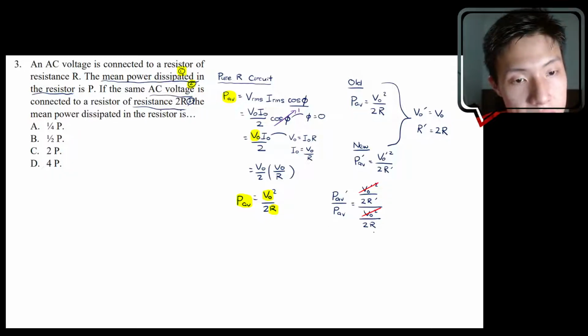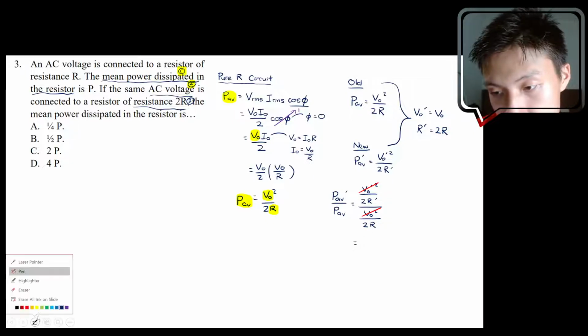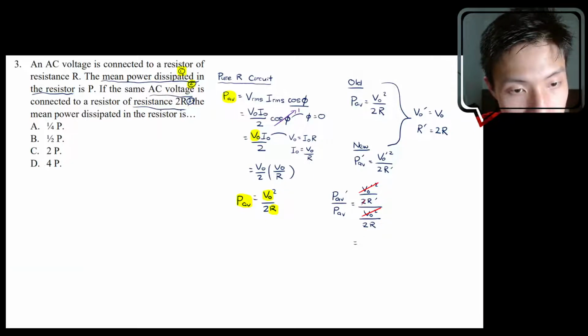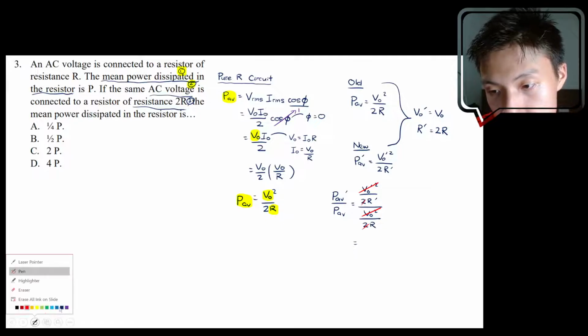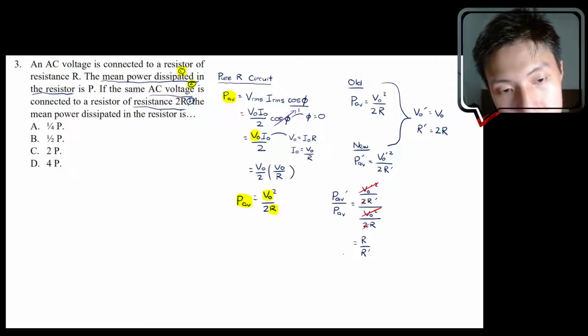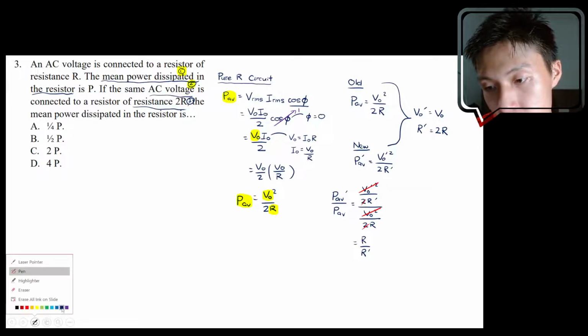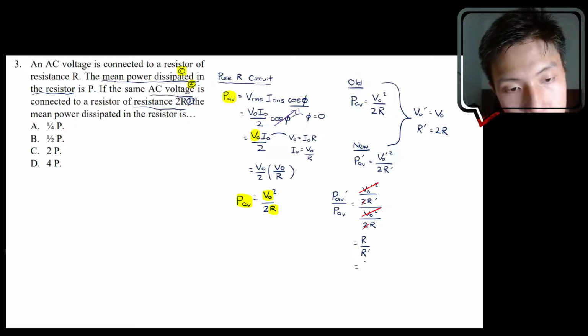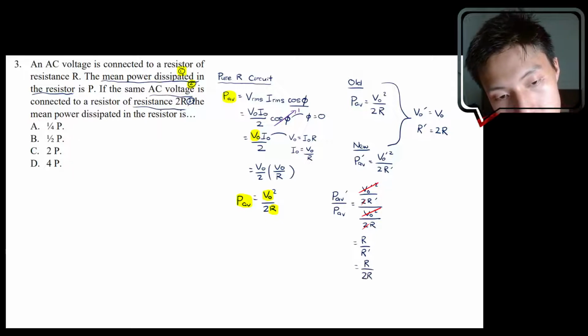Okay, so knowing that, we can continue to cancel everything out. Actually, we can continue to cancel the 2 as well. Then you arrive at the equation which is R over R prime. And once you reach this step, you can sub in R prime equals 2R. So you get P average new divided by P average old is equal to half. Therefore you know that P average new is equal to half of P average old.